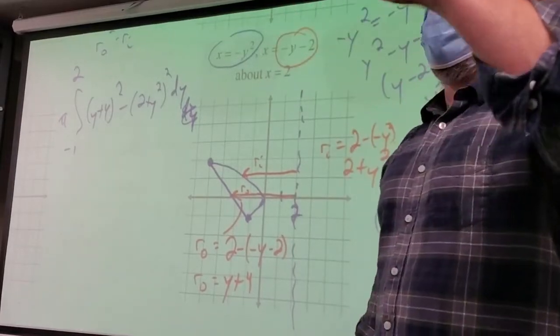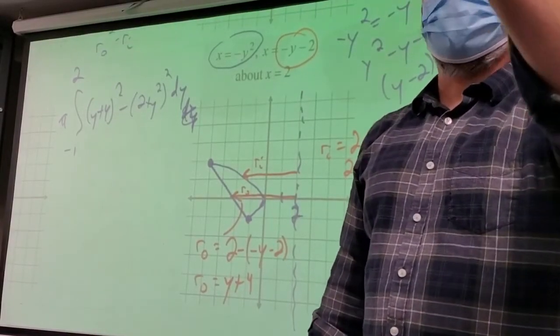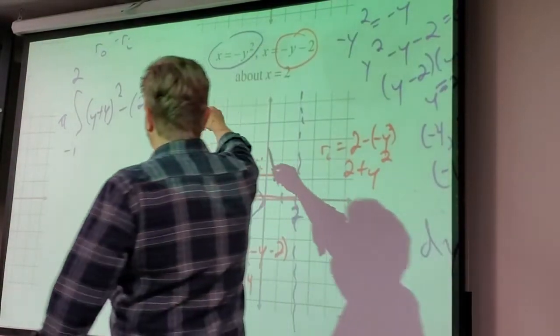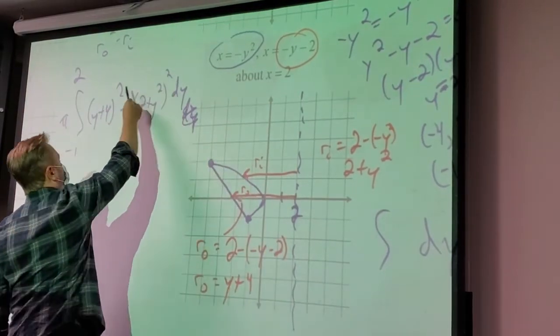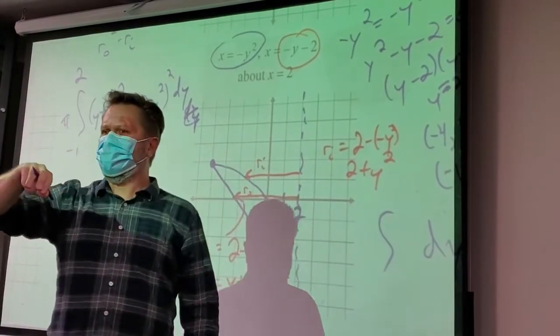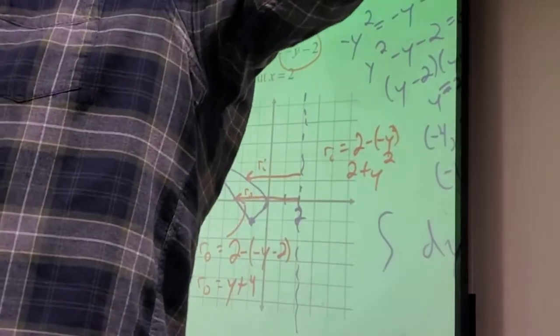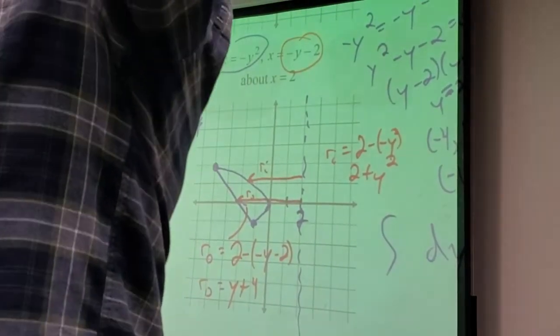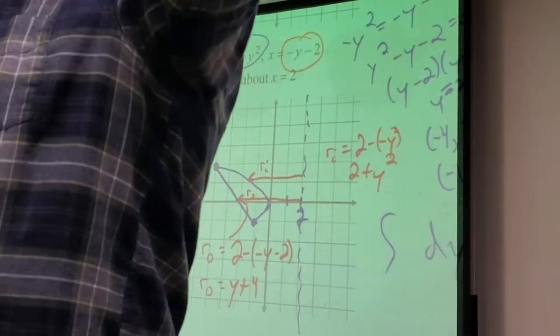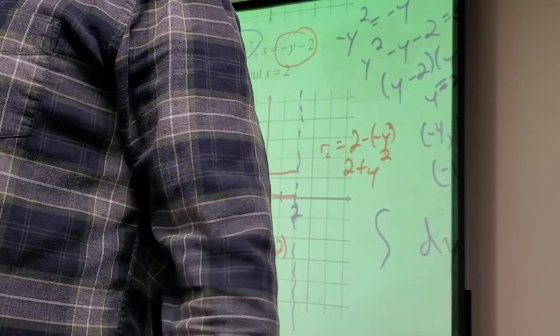Now, one thing about washers and discs that sucks is the fact that there's a square in it. Because whatever's in there, if it's gross, you have to square it, make it even more gross. Are you with me? So the other method does not have any squares in it. That's kind of nice, right?